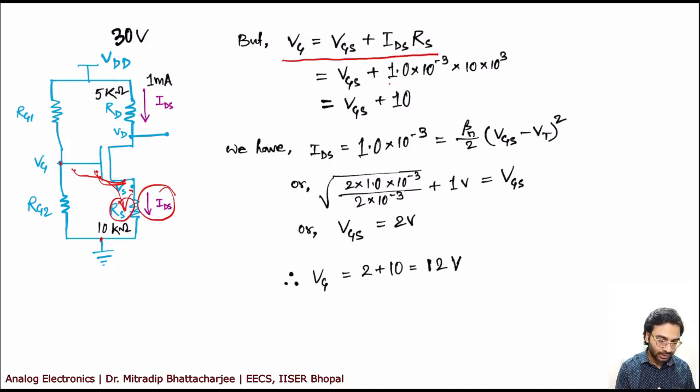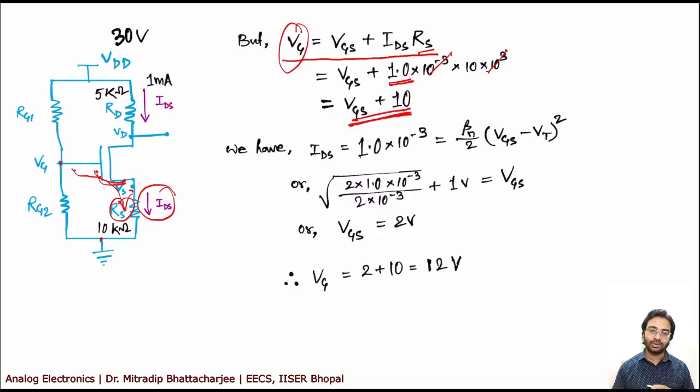Now you have VGS, you put IDS value, which is 1 milliampere, it is written. So 1 into 10 to the power minus 3, and RS value is 10 kilo ohms. So 10 into 10 to the power 3. So these two will cancel out. You have VGS plus 10. Your VG value is VGS plus 10.